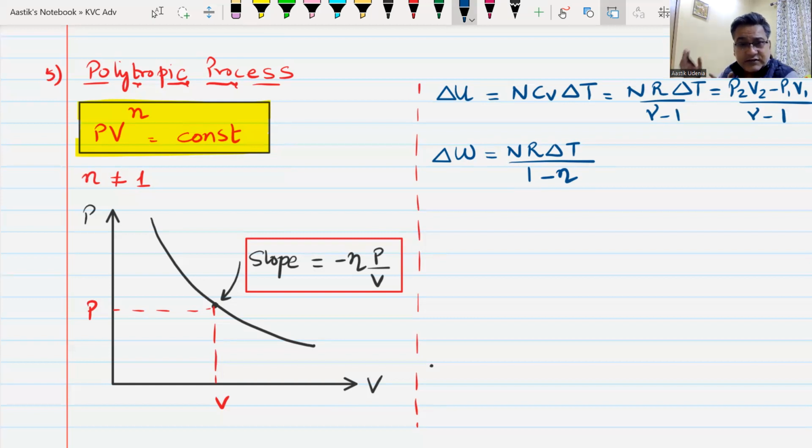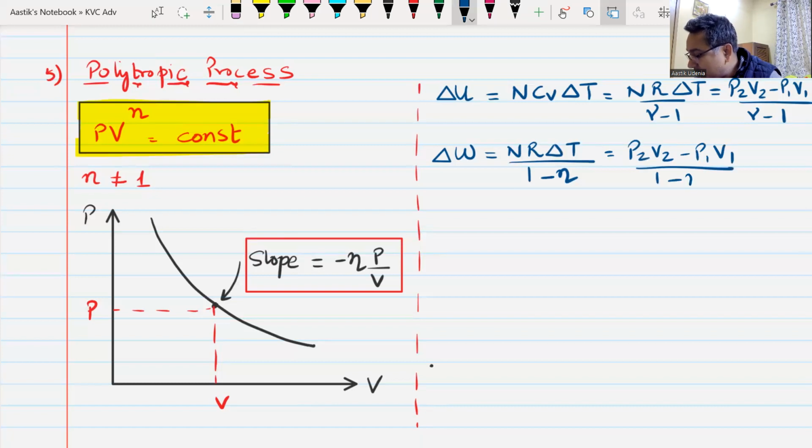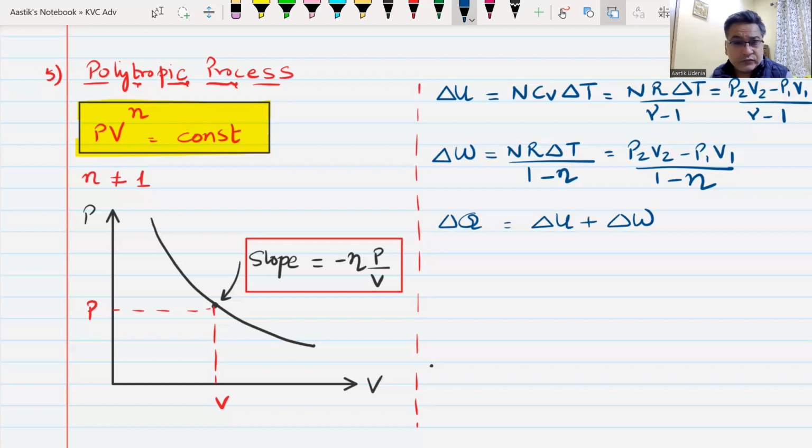The only difference here is instead of gamma, eta has come. Therefore, instead of gamma, eta will come. You can also write it like this: P2V2 minus P1V1 upon 1 minus eta. So if you understand polytropic process, you understand adiabatic process or vice versa. Delta U plus delta W will give me delta Q. So once you know the value of delta U and delta W, you can calculate the value of delta Q.